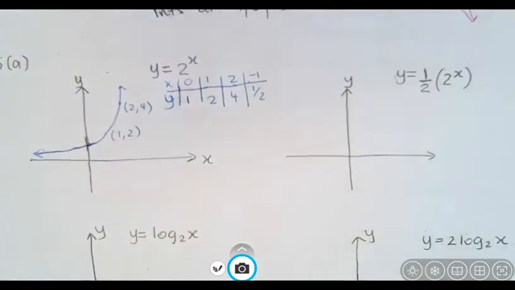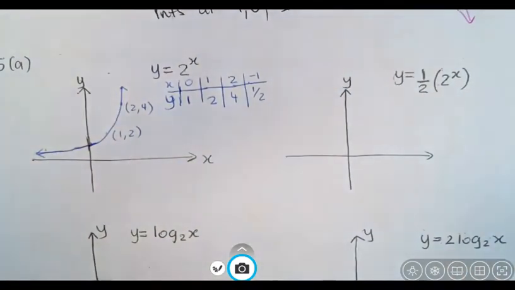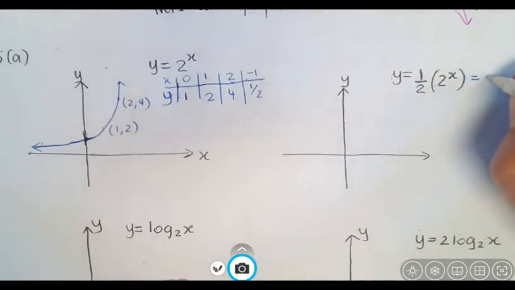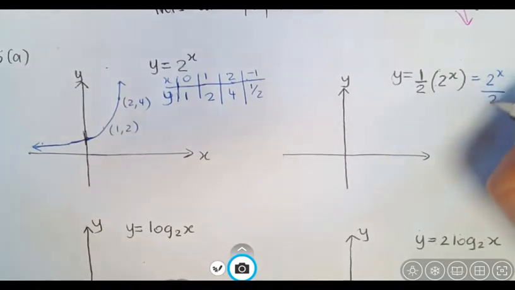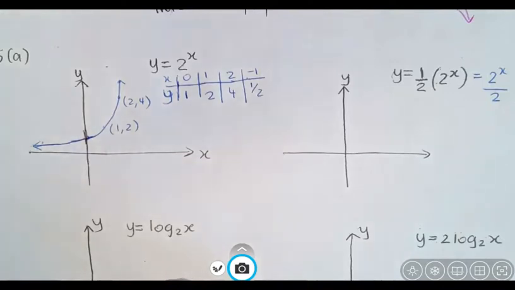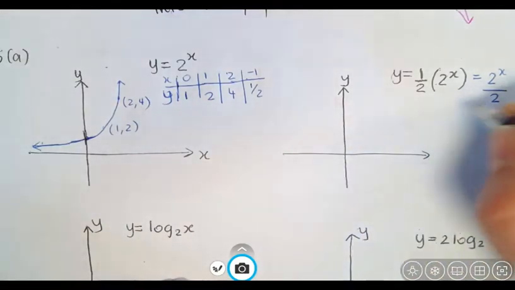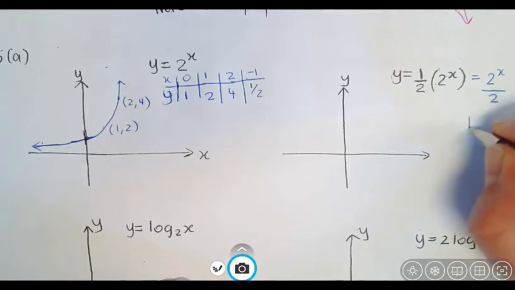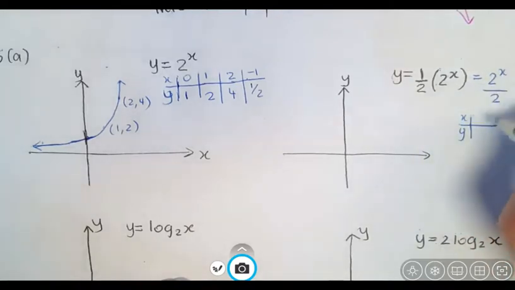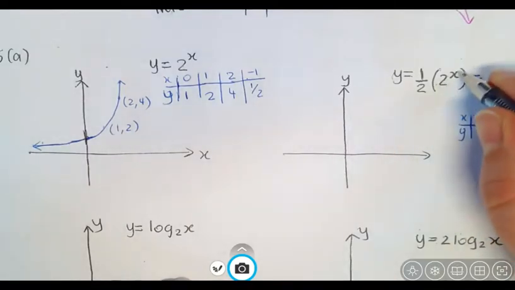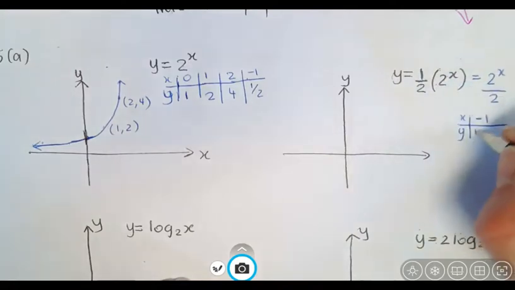Okay, so this is y equals 2 to the power of x. Now looking at y equals 1/2 times 2 to the power of x. This could also be presented as 2 to the power of x divided by 2. So it is not going to be stretched away from the x-axis. It's going to be compressed. So just looking at a quick table of values there for x and y. When x is, say, -1, so 2 to the -1 is 1/2, so 1/2 times 1/2 is 1/4.